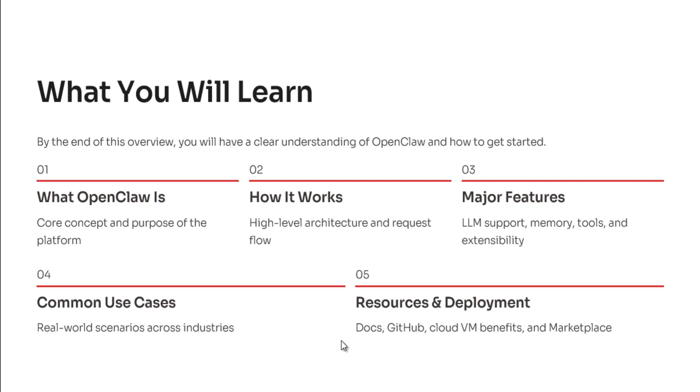So by the end of this video, you will have a good understanding of what OpenClaw is, how OpenClaw works at a high level, its major features, and common use cases. We will also check the OpenClaw official website, documentation and GitHub repo, and why deploying on a cloud VM provided by Techlatest is beneficial. We will see a brief overview of the OpenClaw Marketplace offerings provided by Techlatest. So let's begin with our first video.